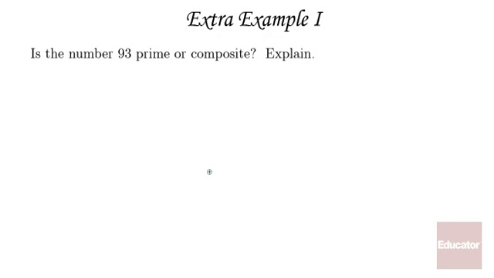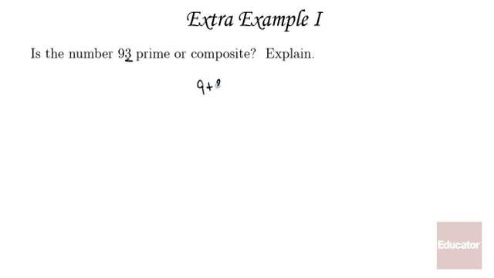Is the number 93 prime or composite? Explain. Well, in looking at 93, I'm going to try the divisibility rule of 3. I know it's not an even number because it ends in a 3, but the divisibility rule of 3 tells me if I add the digits and I can still divide by 3, 3 is a factor.